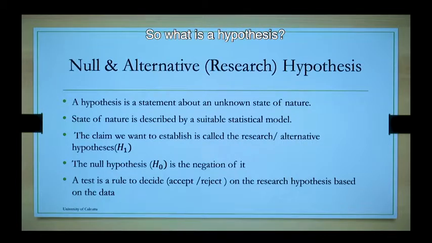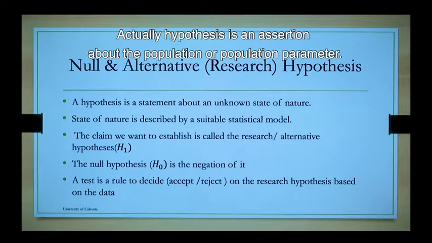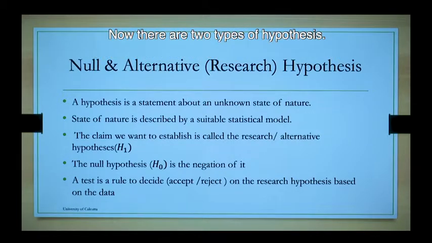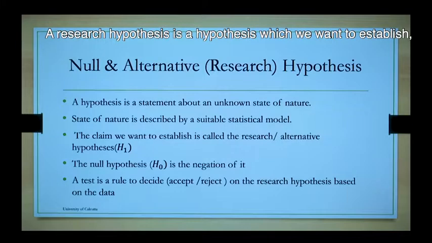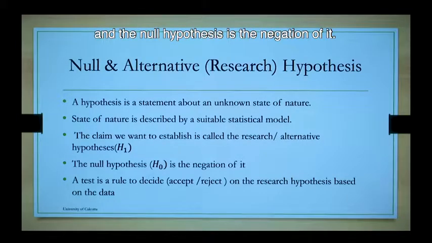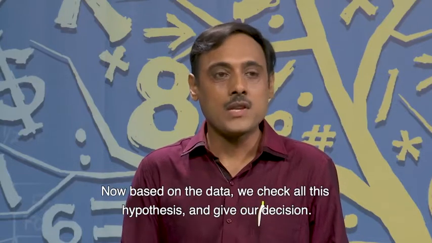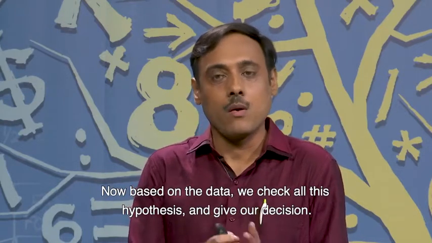So what is a hypothesis? A hypothesis is an assertion about the population or population parameter. There are two types of hypothesis: number one, the research hypothesis, sometimes called the alternative hypothesis, and number two, the null hypothesis. A research hypothesis is a hypothesis which we want to establish, and the null hypothesis is the negation of it. Based on the data, we check these hypotheses and give our decision.